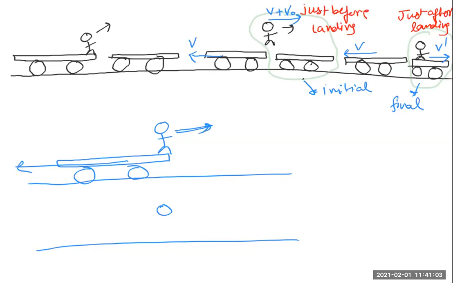If a man jumps here, the velocity of the skateboard will come backward, and if this man jumps without a skateboard, then the distance traveled here would be greater. Because the moment the man jumps with whatever velocity he thinks relative to the skateboard, his velocity with respect to the ground will be V, that means his velocity with respect to the skateboard minus the velocity of the skateboard.